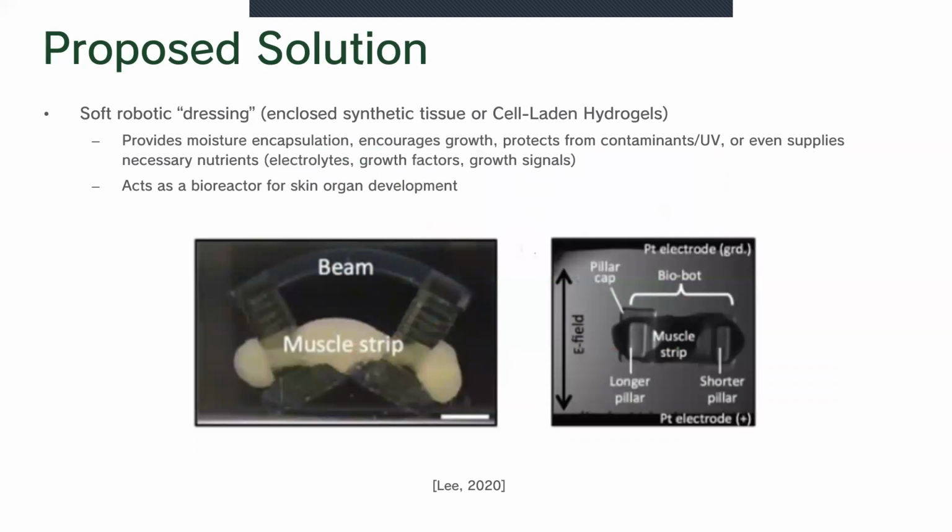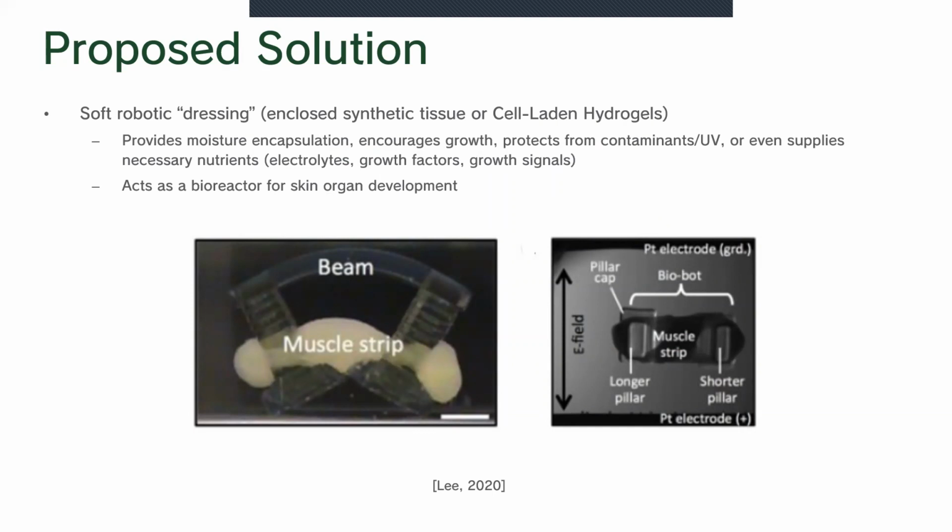Finally, for the proposed solution, I also want to consider something called a soft robotic dressing. This could be either an enclosed synthetic tissue or a cell-laden hydrogel. I don't really have a good name for this yet, except that basically I want to make a layer that goes on top of the epidermis to provide the encapsulation of moisture, encourage growth, protect against contaminants, or even supply some nutrients like growth factors if it's appropriate.